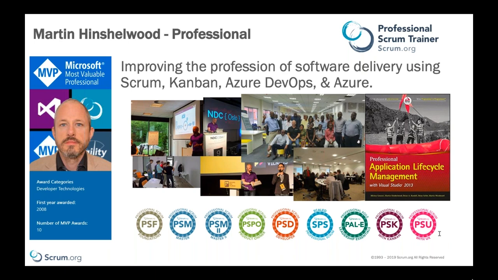Hey, everybody. My name's Martin Hinshelwood. I'm obviously a Professional Scrum Trainer with Scrum.org, but I'm also a Microsoft MVP, well, I guess it's developer technologies, but for want of a better expression, the DevOps side of developer technologies. So I work a lot with organizations around the world to help them just get better at delivering software, whether that be through Scrum or Kanban, but also through DevOps tools and increasing the speed of that pipeline of delivery as well.